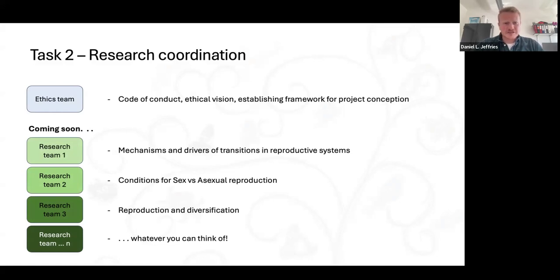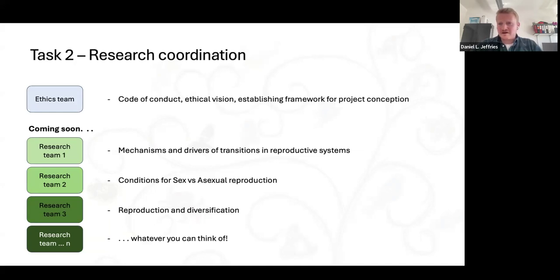And then hopefully at some point in the not too distant future, we will introduce a new type of team. So not an operations team, but a research team, or a set of research teams. And this will be the main tool that we use to coordinate research within the consortium. And so the research teams, there's no limit on these. There could be as many or as few as we want, and they can be on any topic that is related to reproduction.